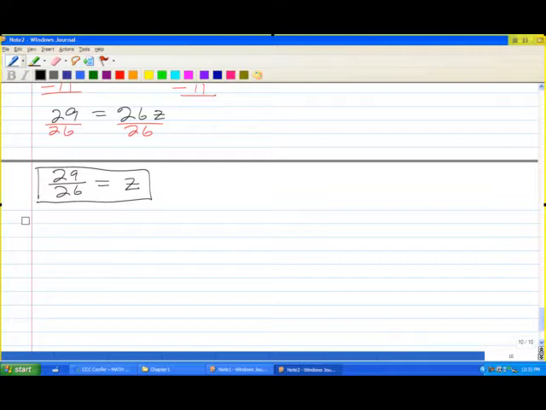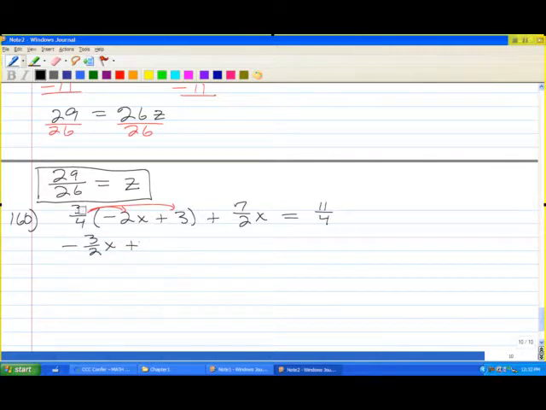Okay. So let's do problem 160. Negative 3/4 times (2x plus 3) plus 7/2 x equals 11/4. Let me multiply negative 3/4 inside the parentheses. Positive times negative is negative. 4 divided by 2 is 2. So negative 3/2 x. Negative 3/4 times 3, 3 times 3 is 9. Plus 7/2 x.